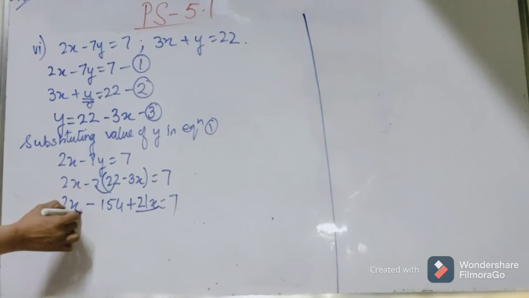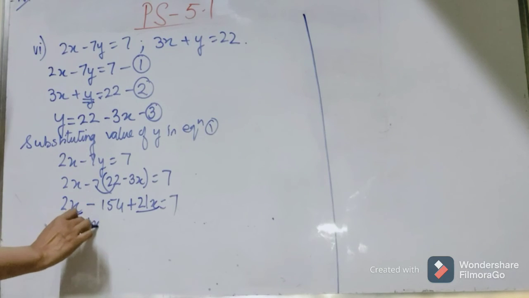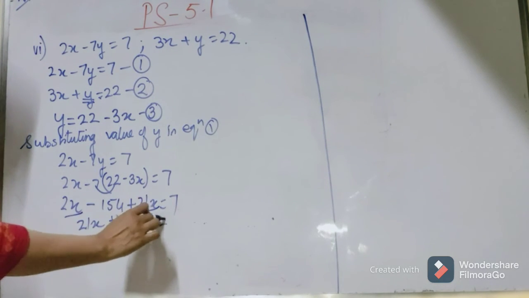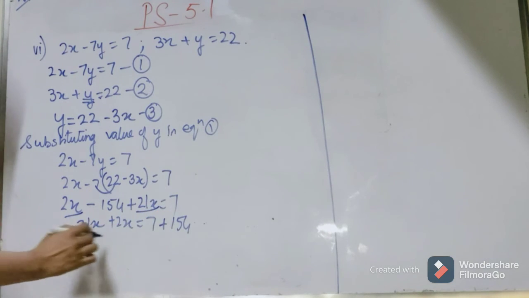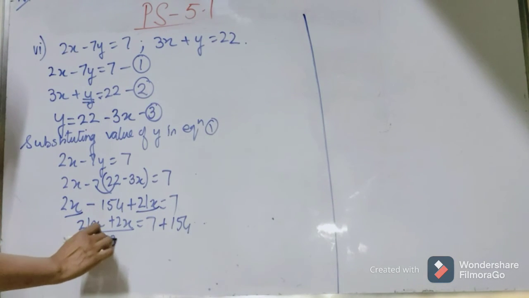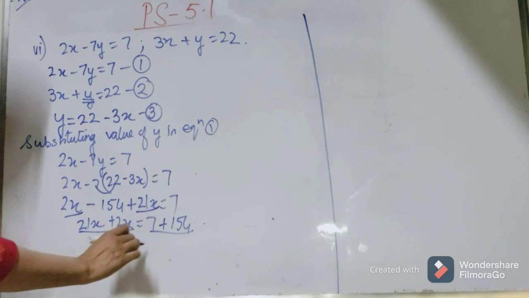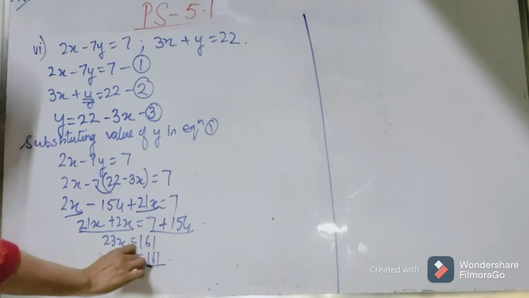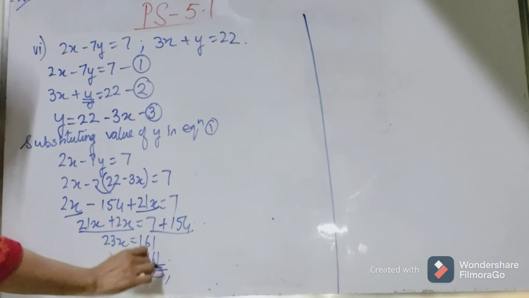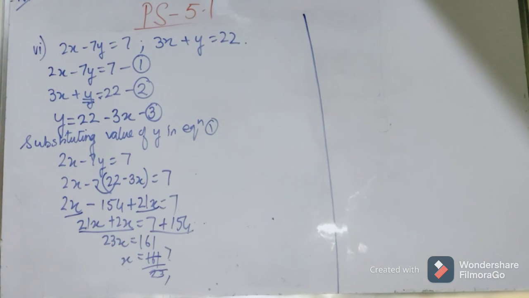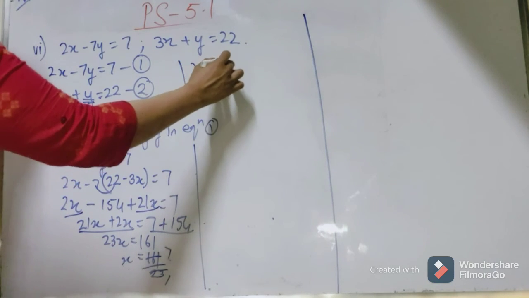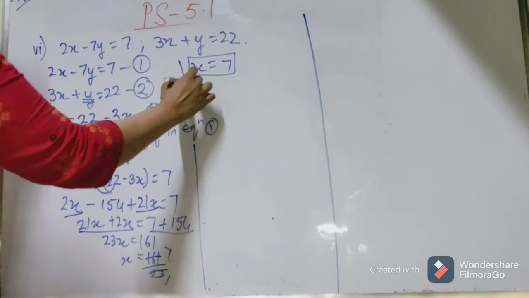Now 21x and 2x are like terms, so I'll write them together. And 154, this goes here, so it becomes minus 154. So 21 plus 2 is 23x. 7 minus 154 is minus 147... wait, rather 7 plus 154 is 161. So x will be 161 upon 23. 23 ones are 23, 23 sevens are 161. So here you can see, students, I got the value of x as 7. I am putting it in the box.